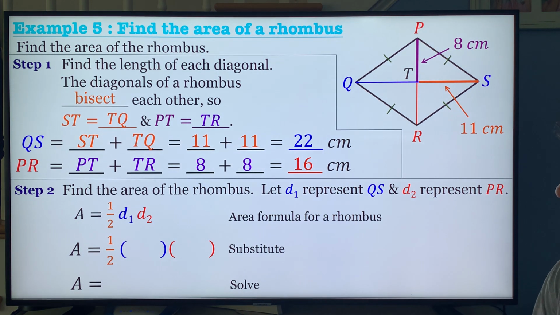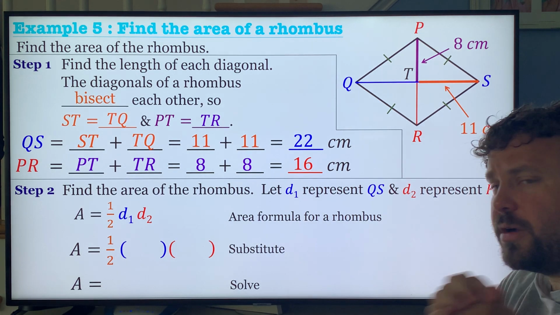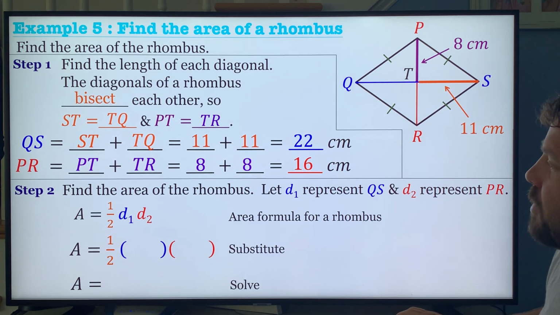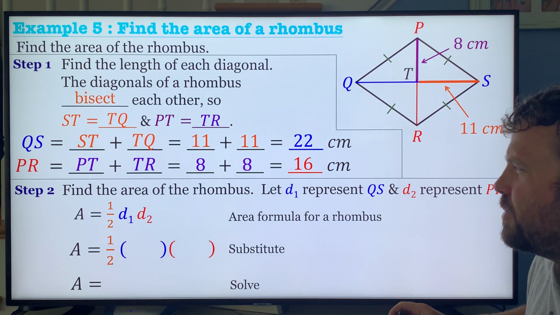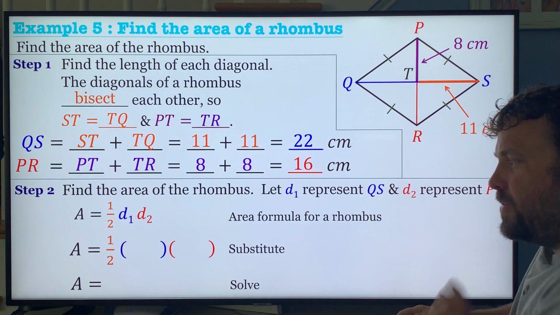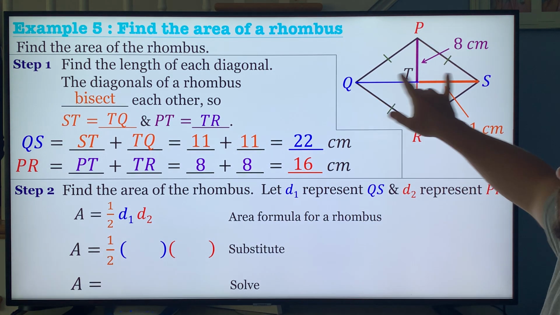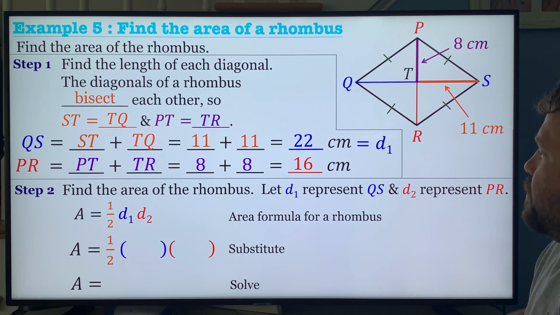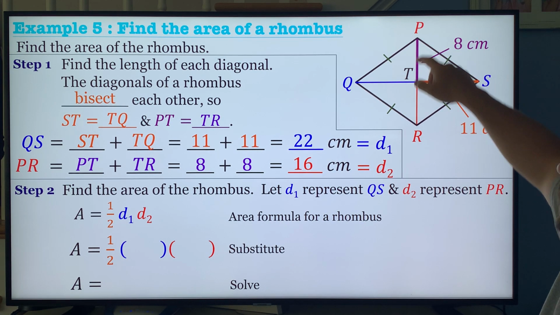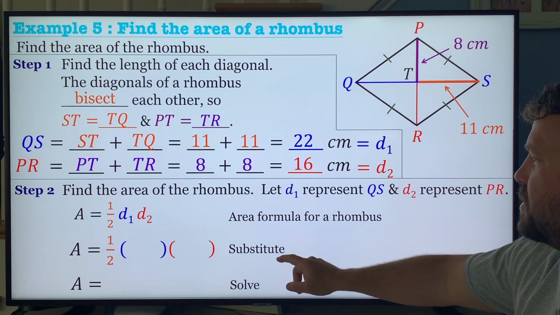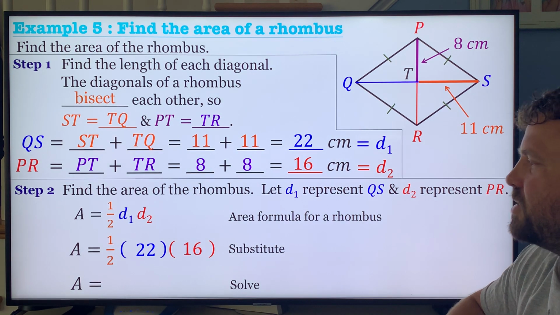Now we're going to find the area. Now we got our two diagonals. We're going to find the area of our rhombus. Sorry, rhombi is more than one rhombus. 1/2 stays 1/2. Diagonal 1, QS is 22. Diagonal 2, PR is 16. Substitute them in. 22 times 16 times 1/2.